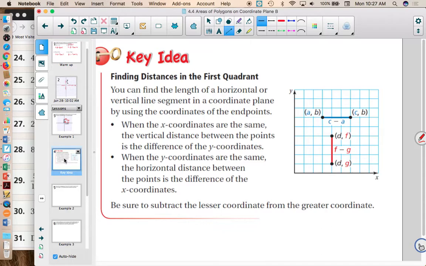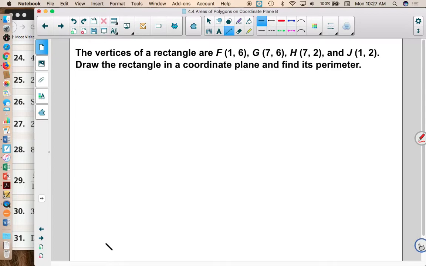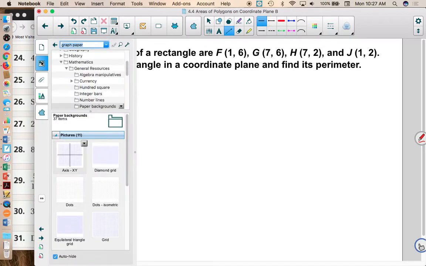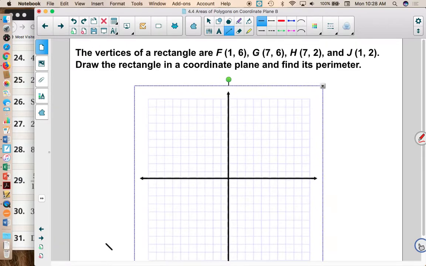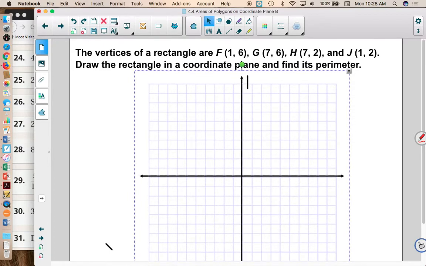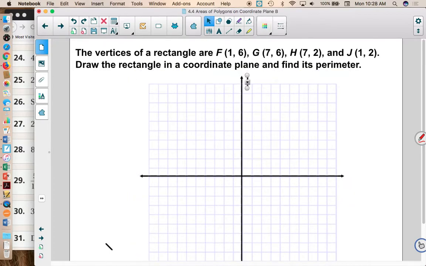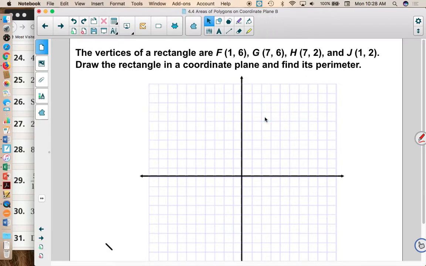Okay? So let's go back to here now. It says the vertices of the rectangle are, it gives it to us, draw the rectangle and find its perimeter. So I've got to draw it first. Then I have to find the perimeter. So you guys need to get busy and let's see if we can't get it drawn. Go in and draw it, so I've got to be able to label.